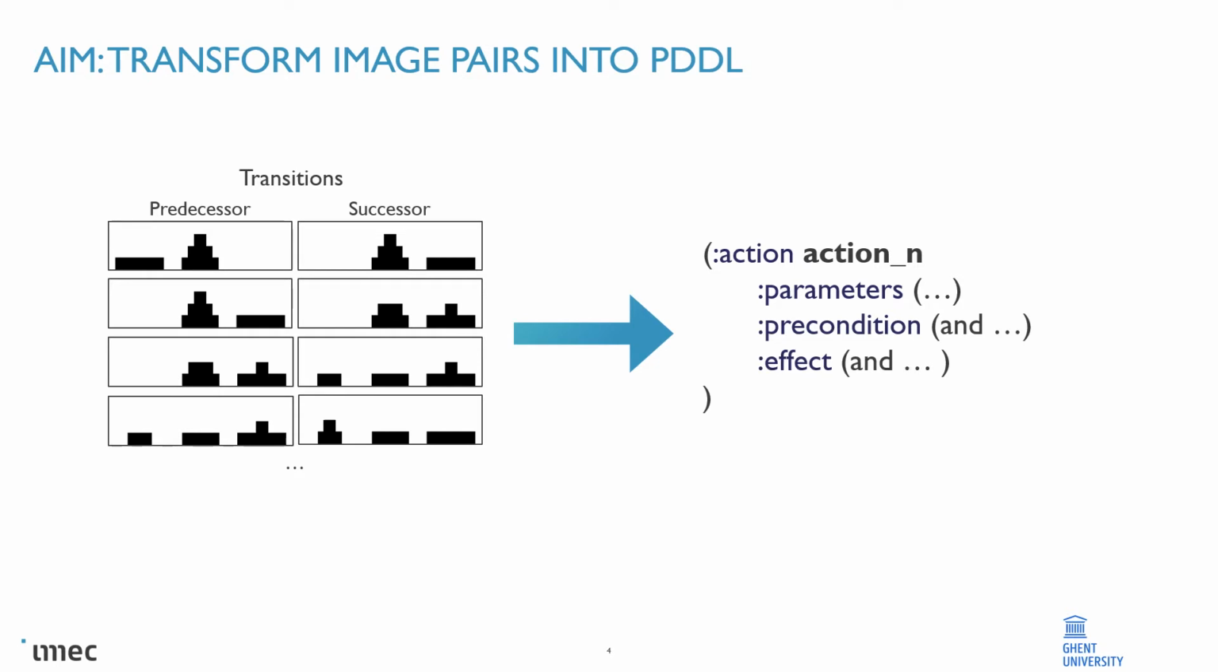Our paper looked at how we translate pairs of images showing the state before and after an action has taken place into an action definition. We assume that no objects overlap and that actions are discrete.